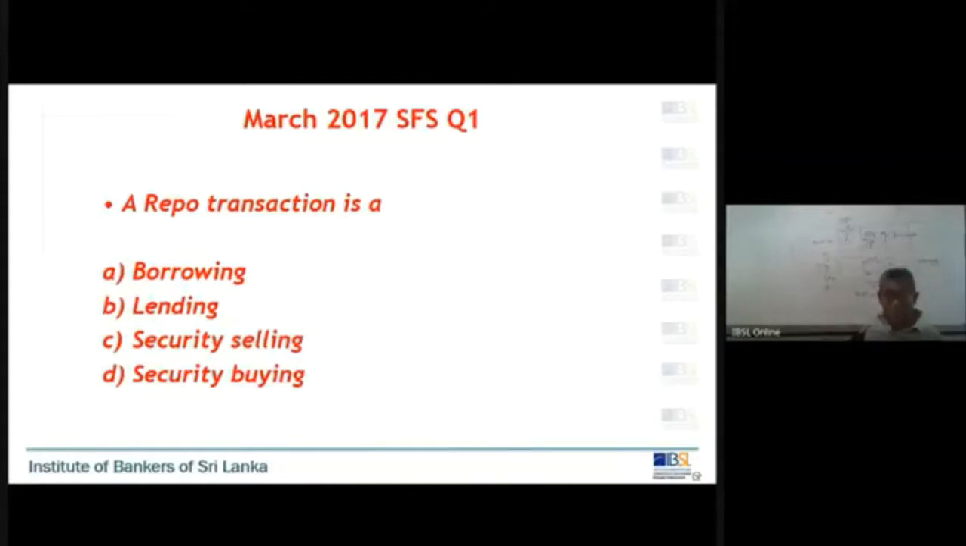But a repo transaction is a borrowing transaction. Remember, always, a repo transaction is a borrowing transaction. A reverse repo transaction is a lending transaction. You need to remember that. This is not my subject, but it is a CFS subject. Since we need to understand this, we need to know this. Okay? Right.